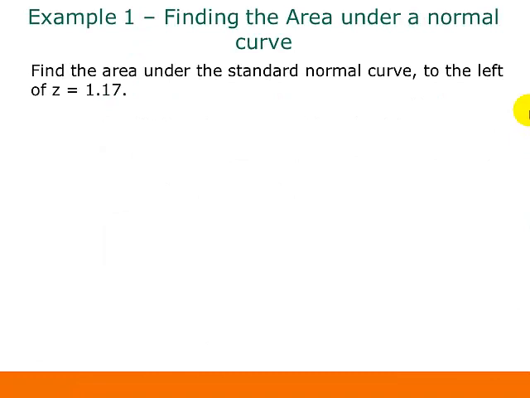Here's an example. We're going to find the area under the standard normal curve to the left of z equal to 1.17. And one point about the variable z versus the variable x: if you see a problem like this and it gives the variable as z, that tells you right away that they're talking about a standard normal distribution. So you don't have to question what your mean or standard deviation are. The mean is always going to be 0, the standard deviation is always going to be 1.